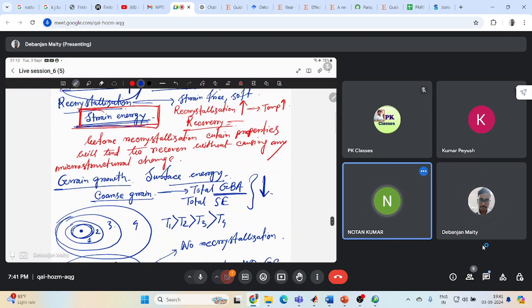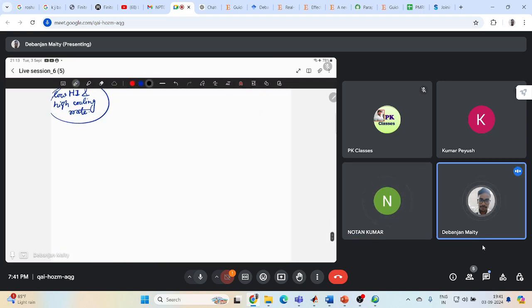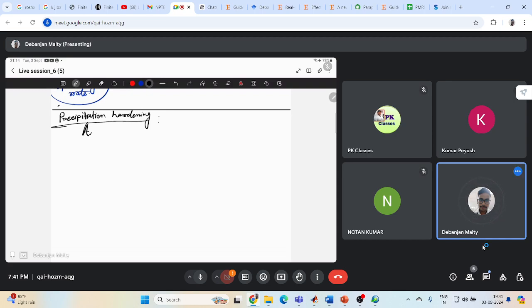Okay. So next we will briefly talk about precipitation hardening. I will take an example of an aluminum copper alloy. This is a typical example of a precipitation hardening metal.